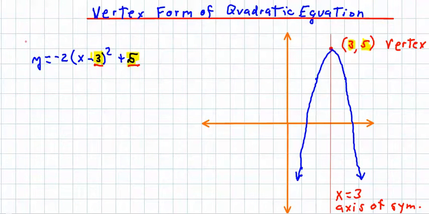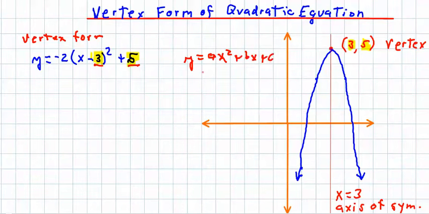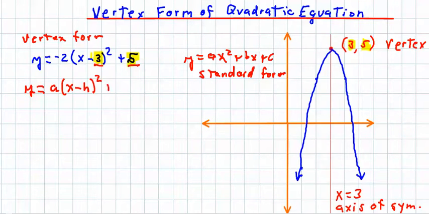Now, this is the vertex form. If it's written in the form y equals ax squared plus bx plus c, this is called the standard form. What you're going to be doing today is going from standard form to vertex form. In general, the vertex form is y equals a times (x minus h) quantity squared plus k, where the ordered pair (h, k) is the vertex.